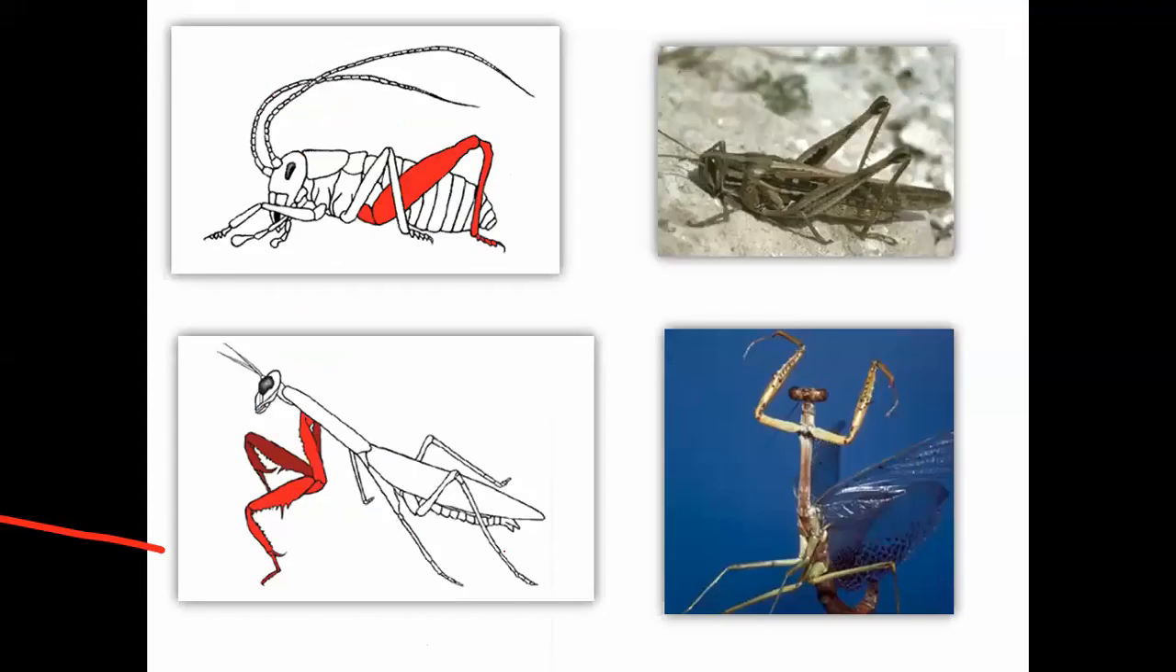Now look here, the grasshopper has powerful third legs, with muscles on the hind leg which are helpful for jumping. This is the example of the grasshopper.